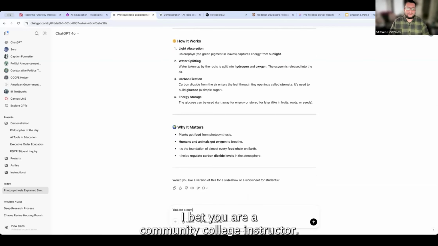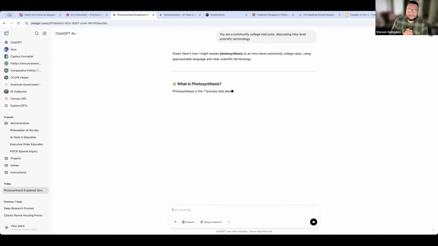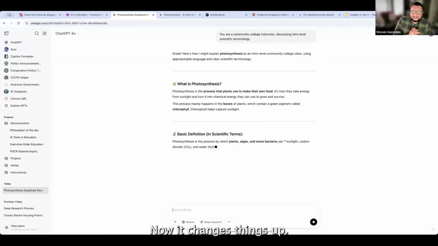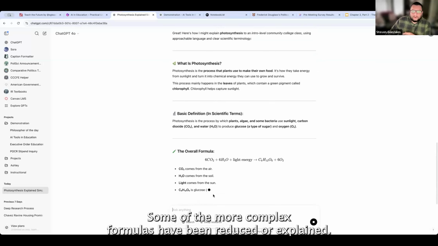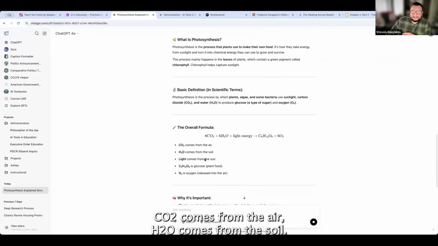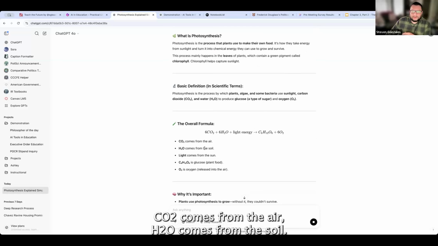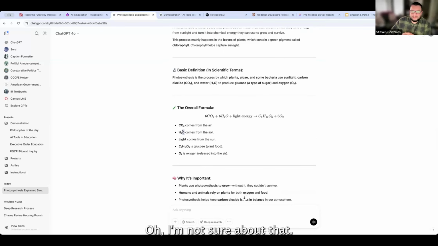You are a community college instructor discussing intro level scientific terminology. All right, now it changes things up. Some of the more complex formulas have been reduced or explained as seen here. CO2 comes from the air, H2O comes from the soil. Ooh, I'm not sure about that. Got to look at that.